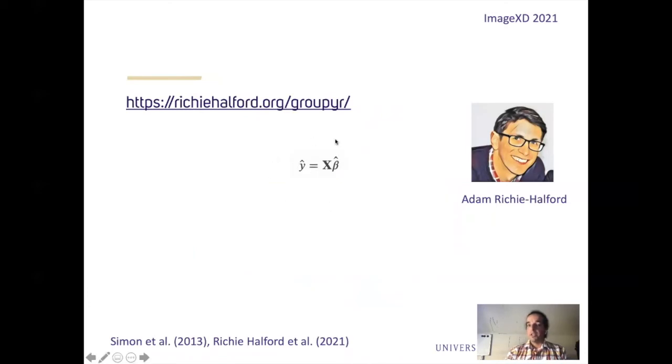Now, Adam Richie-Halford, who is a postdoc in my group, developed an approach to this. So here again is this model. We're trying to estimate Y, say biological age, from the diffusion properties X by solving for beta. So beta hat is an estimate of the weights, our best guess for the weights, such that this linear equation provides the least error.